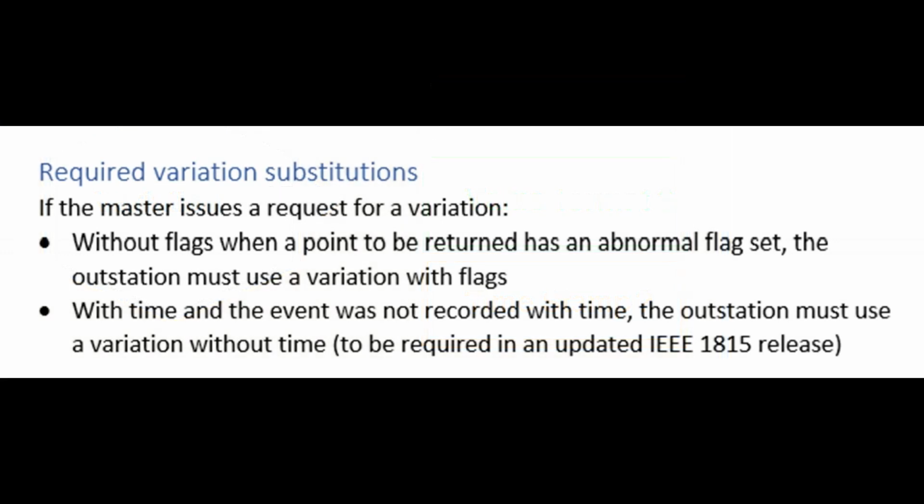An outstation is required to substitute a variation if the master issues a request for a variation without flags when a point to be returned has an abnormal flag set, or if the master issues a request for a variation with time and the event was not recorded with time. The outstation must use a variation without time, and this is a new requirement to be included in the updated IEEE 1815 release.